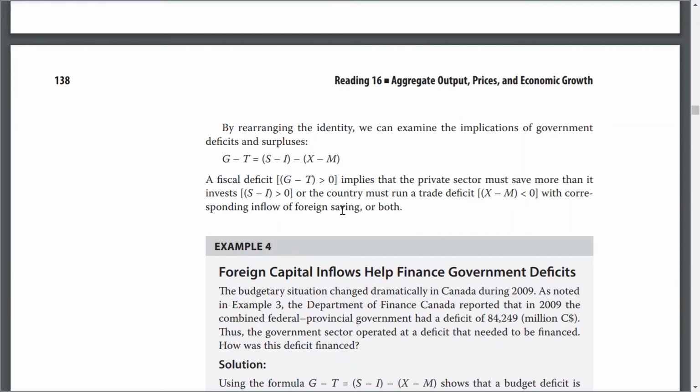G minus T is equal to S minus I minus X minus M. The fiscal deficit, G minus T greater than 0, implies that the private sector may save more than it invests, or when S minus I is greater than 0. Or the country must run a trade deficit, when X minus M is less than 0, or corresponding inflows of foreign savings, or both.